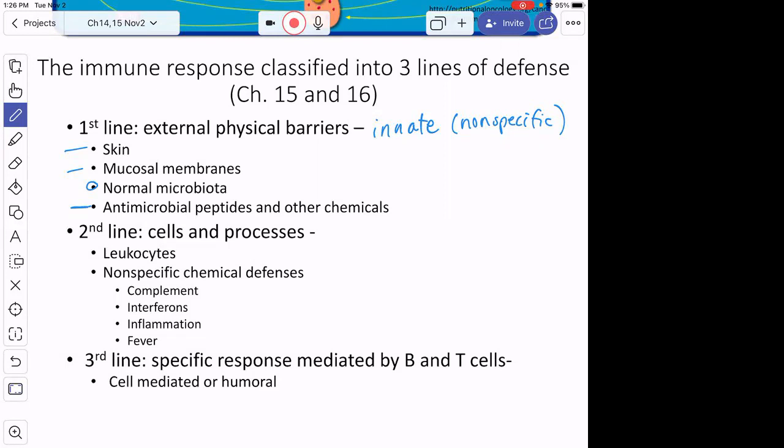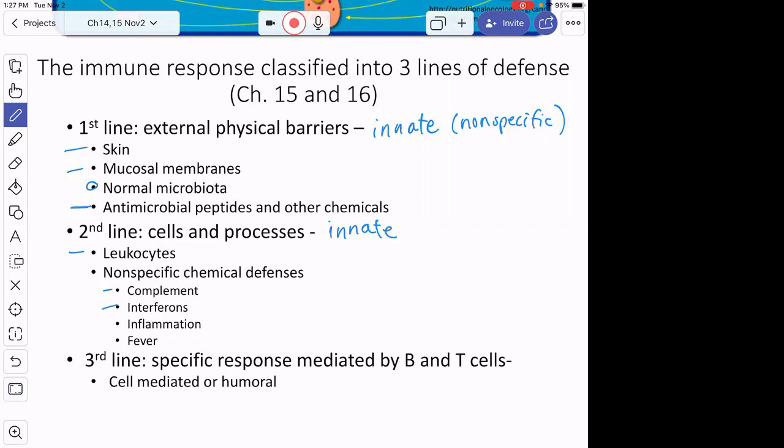The second line is considered cells and processes. This is also considered innate immunity. So again, our responses are fairly non-specific. The traditional way to think of that is, again, the same response the next time the pathogen is encountered. I have been reading a little bit about how there is some slight tweaking that does take place, but traditionally, pretty much the same response. So we'll look at the role of white blood cells and things like complement proteins and inflammation, fever, the role that those things play.